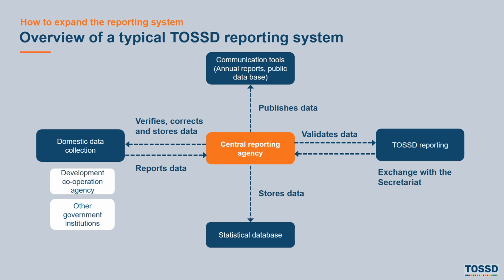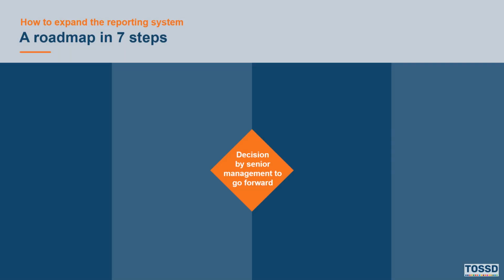It is important to note that not every provider has or should put in place the same reporting system. This overview should only provide you with some insights into and guidance on how such reporting systems are usually built. Providers can build a TOSD reporting system in 7 steps. This and the next slide will represent a roadmap that will be explained more in detail in the subsequent slides. Here, I would just like to point out the different steps.